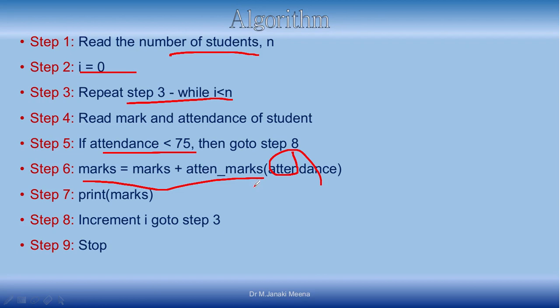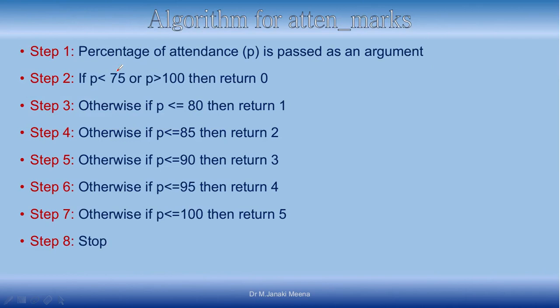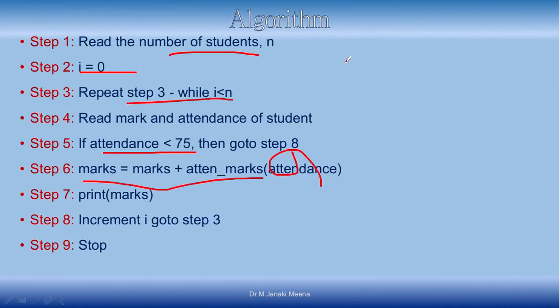I am going to pass this attendance as a parameter and call the function attendance marks. Then I am going to print the marks, increment time, and go to step 3. So this will be repeated for n number of students. This is the general algorithm. Next we are seeing the algorithm for the function attendance mark.